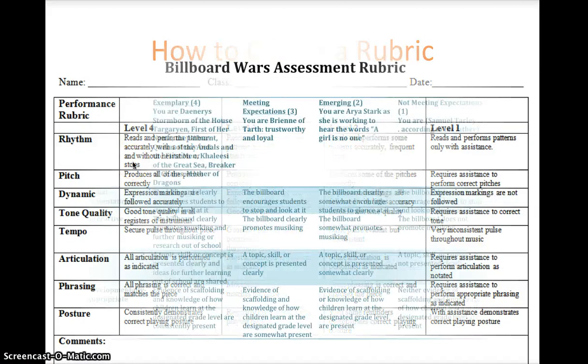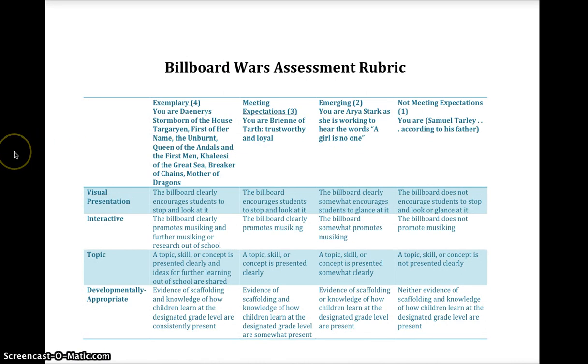So, when you think about our Billboard Wars assessment rubric, you have the 4 levels: exemplary, meeting expectations, emerging, and not meeting expectations. And you'll notice it says the billboard clearly encourages students to stop and look at it with visual presentation. The billboard encourages students to stop and look at it. That means it's not so clear, but they're still encouraged to look at it. The billboard somewhat encourages students to glance at it. The billboard does not encourage students to stop and look at it.